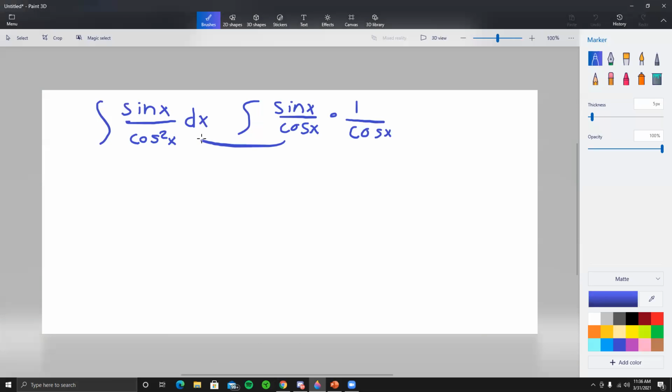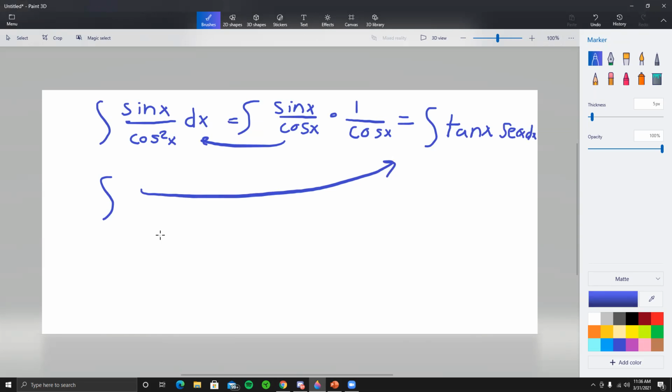So that's equal to the original function. And then this could be rewritten as tan of x times secant of x dx. I ran out of space there. And using the integral table that I have in my head, we know that the integration of this will be equal to secant of x plus c.